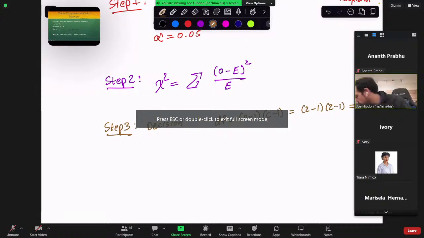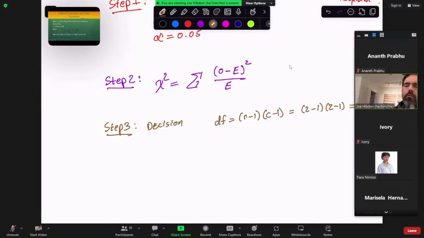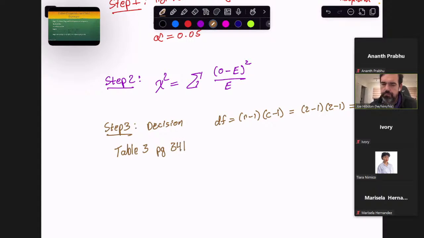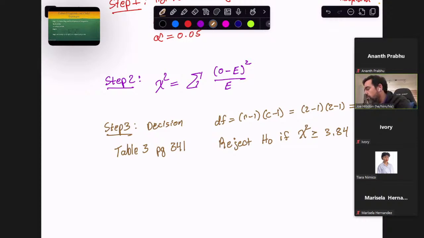So what if we look again? I'll give the table. Table 3, page 341. And I go degrees of freedom of 1, and I want 0.05. So we reject the null if, and recall that chi-squared is going to be bigger than 3.84. Okay? They even give an example in the book.